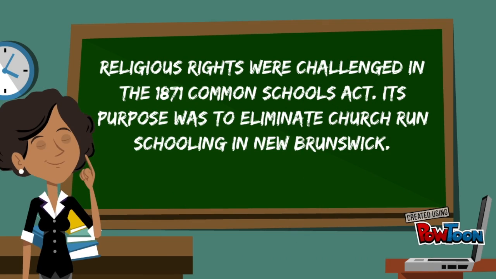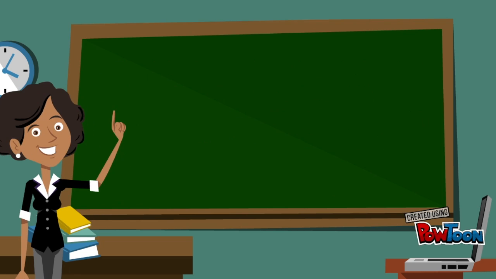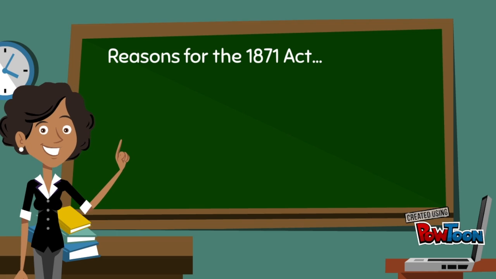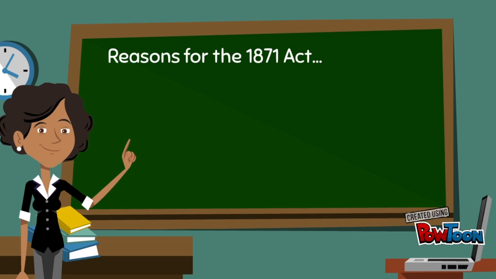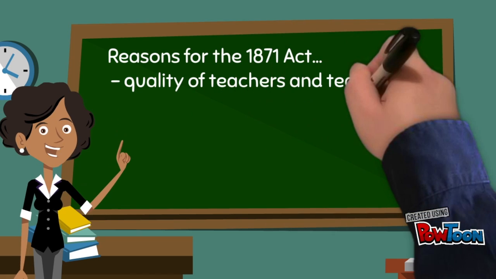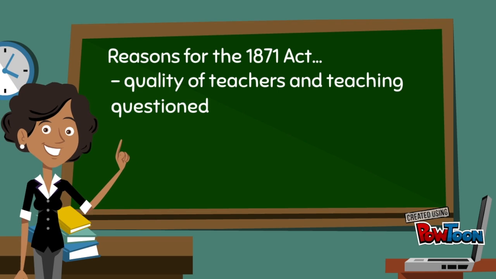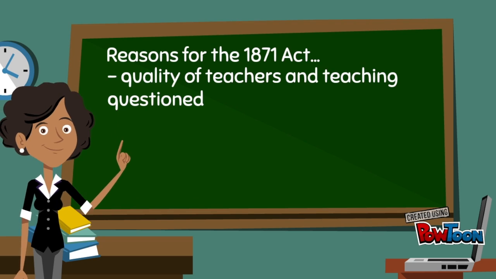In 1871, the Common Schools Act aimed to eliminate church-run schooling in New Brunswick and replace it with mandatory attendance to common schools. There were questions about the quality of education received at religious schools because there was no standardization. Teachers could choose to teach whatever they felt appropriate, even though most had no formal teaching credentials. Attendance was low, as only teachers and parents enforced it.